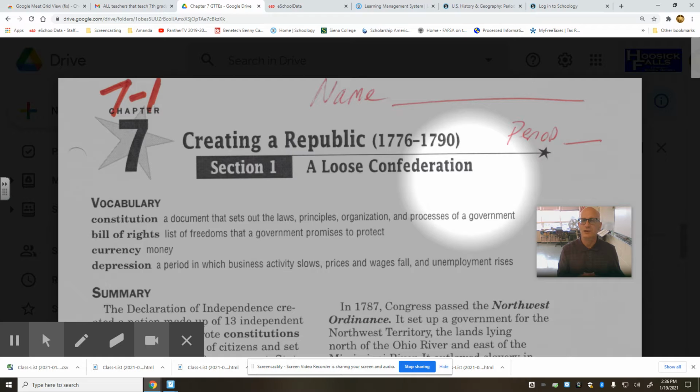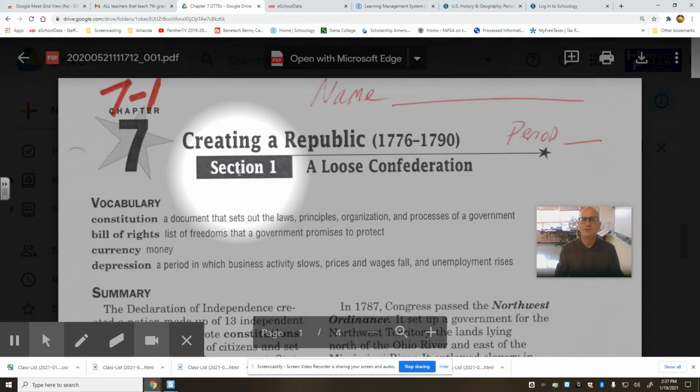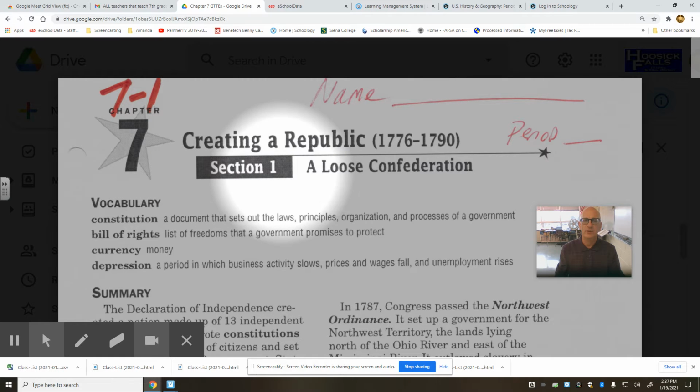The 13 states are not really yet identifying themselves as part of one nation. Each state is still really looking at itself. New York's looking at New York, Massachusetts is looking at Massachusetts, and so on. They're each looking at themselves as really one of 13 different states that are part of a loose confederation of other states. It won't be for a while until we really see that idea of national unity. But regardless, we're going to look at chapter 7, section 1, titled A Loose Confederation.